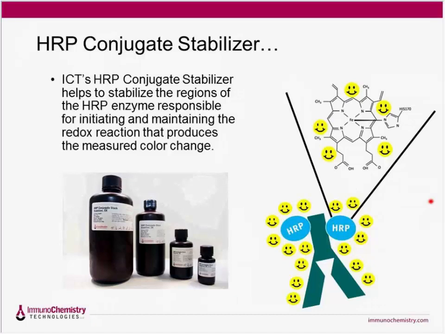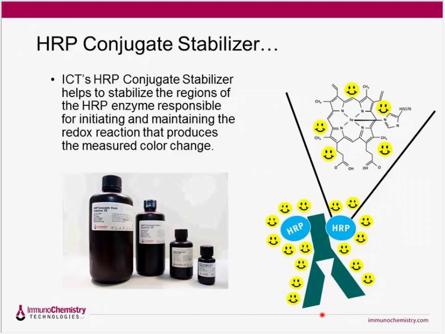Immunochemistry Technologies provides four different formulations of conjugate stabilizer. Each of these conjugate stabilizers acts to stabilize not only the peroxidase enzyme activity, but also the antigen binding site capacity of the antibody. So you have to stabilize this, but you also have to stabilize the antigen binding sites, or essentially this is non-functional.